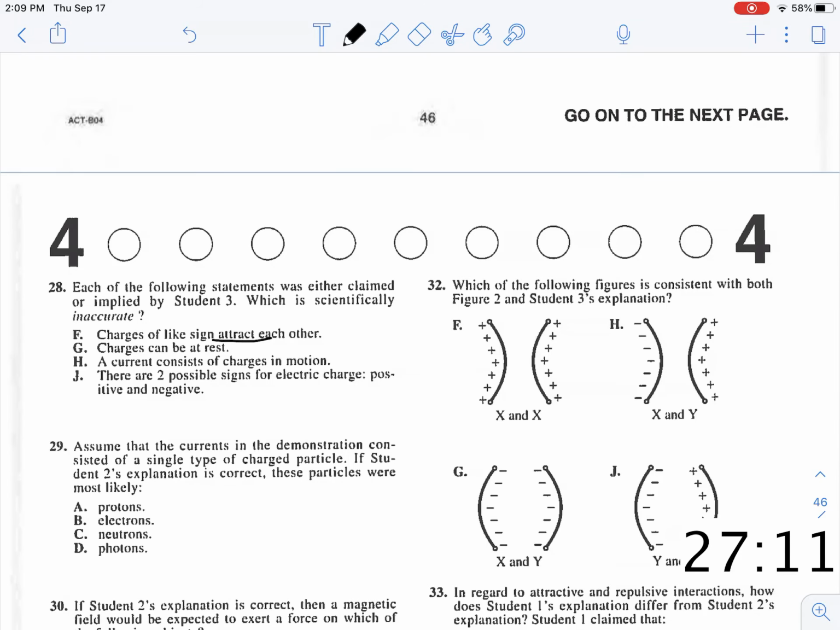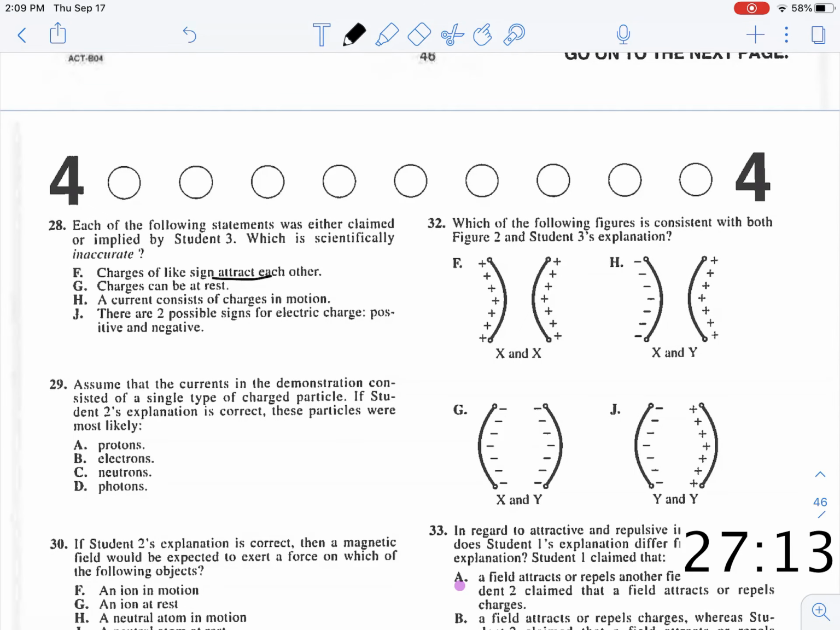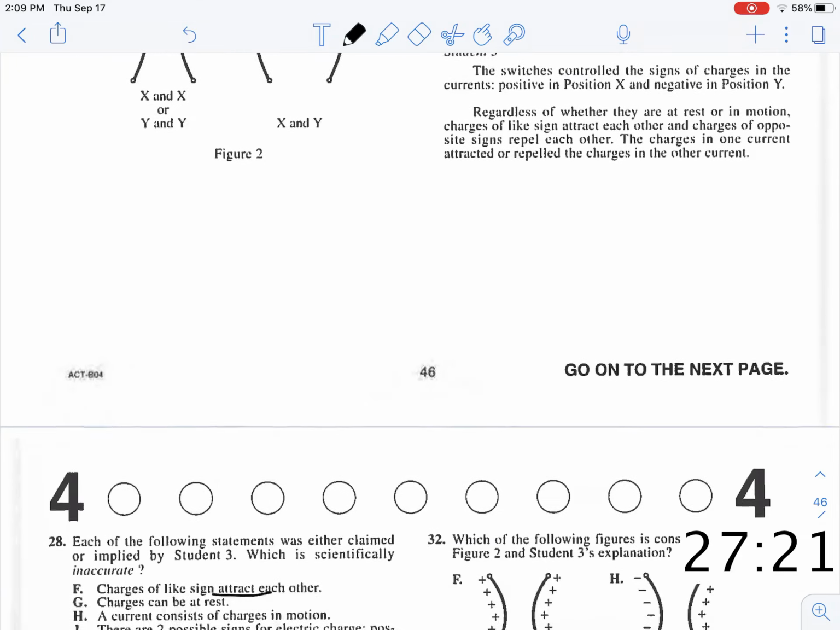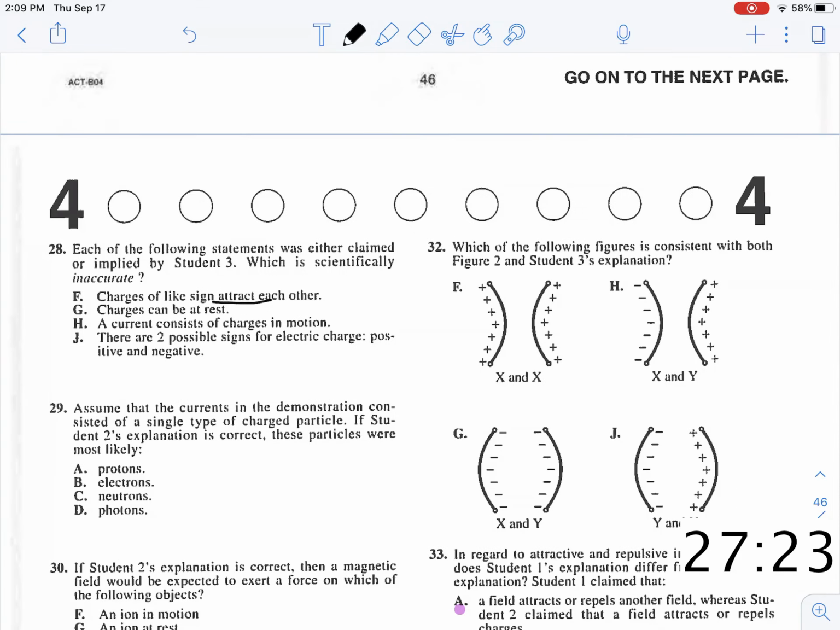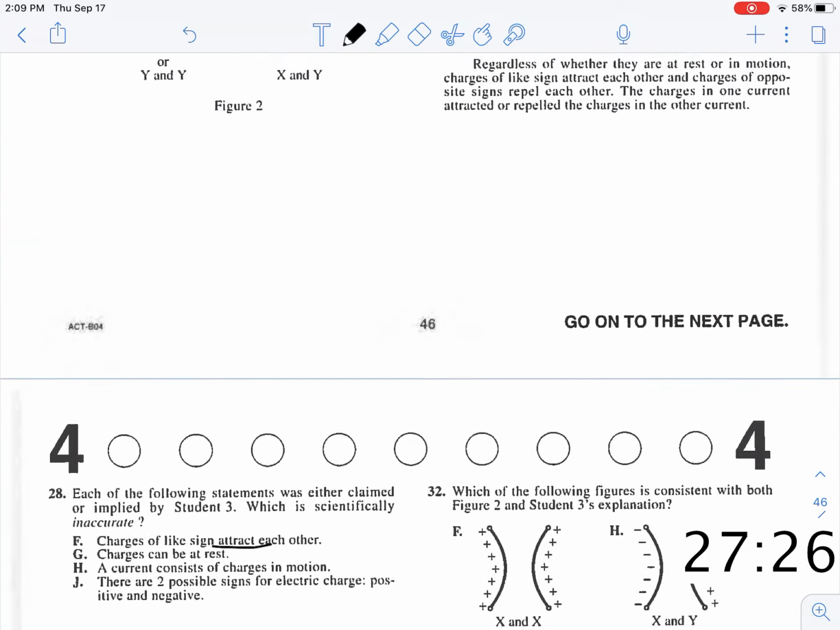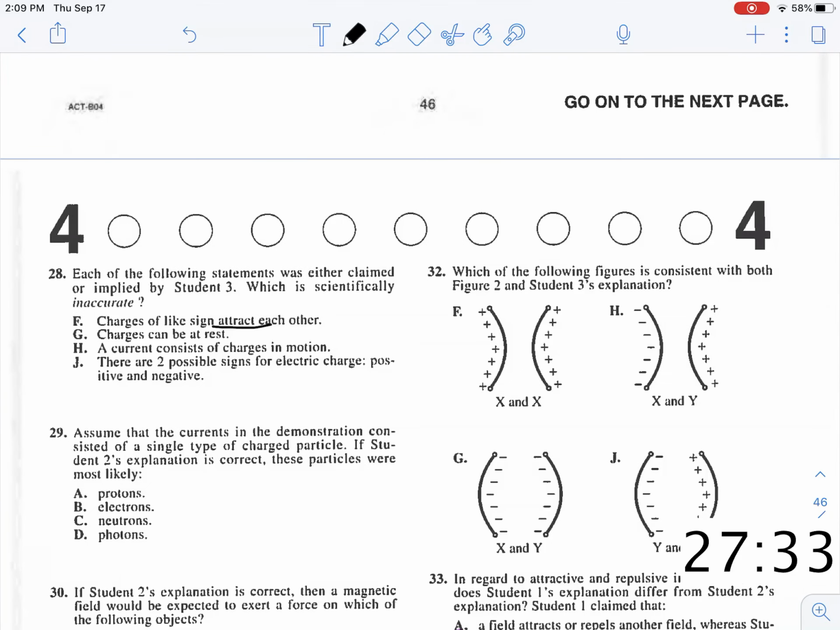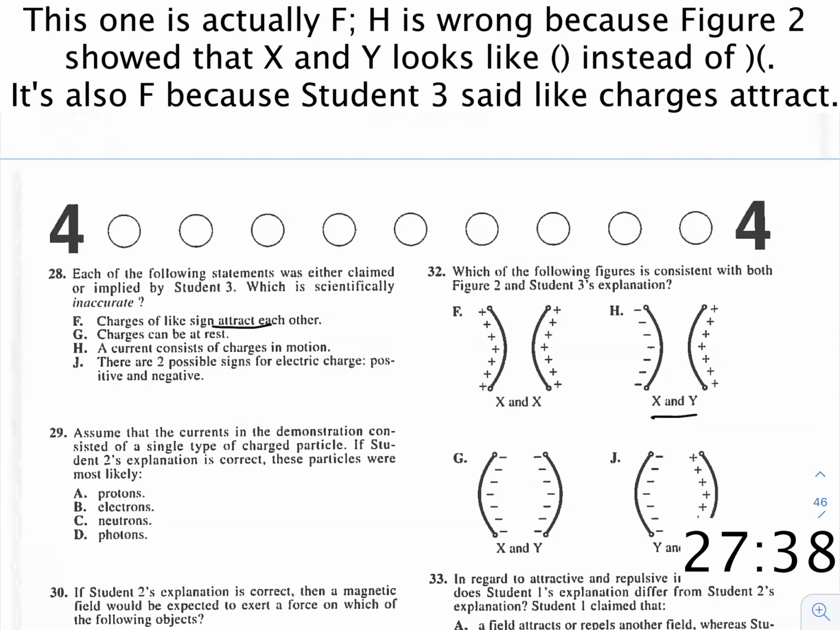Okay, 32. It's consistent with both. Okay, he said positive in X and negative in Y. Positive in X and negative what? Switches control the signs of the charges in the currents. Positive in position X and negative in position Y. Oh, I guess so. It's just saying X and Y. So that'd be H. I don't even know what student 2 was saying.